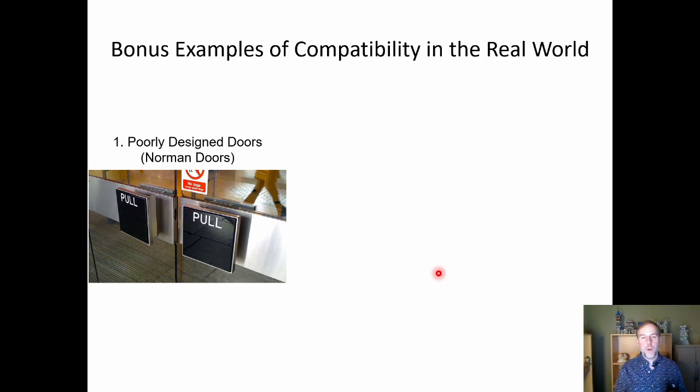So there's 3 more examples of compatibility in the real world, and I won't test you on these, but each one has a little video in case you'd like to watch them if you're interested. There's a whole video dedicated to Norman doors, which are poorly designed doors. You've probably seen doors like this before, where you think it's a push or you think it's a pull, but it's actually the opposite. Those are called Norman doors.